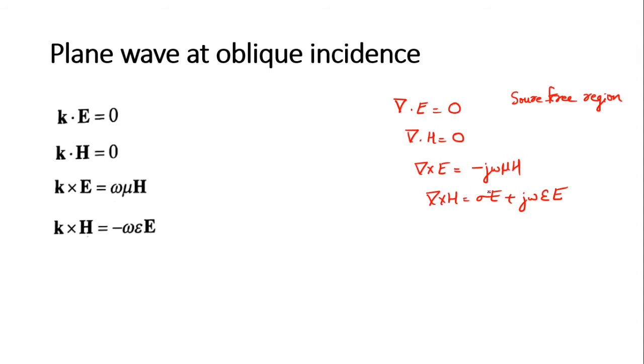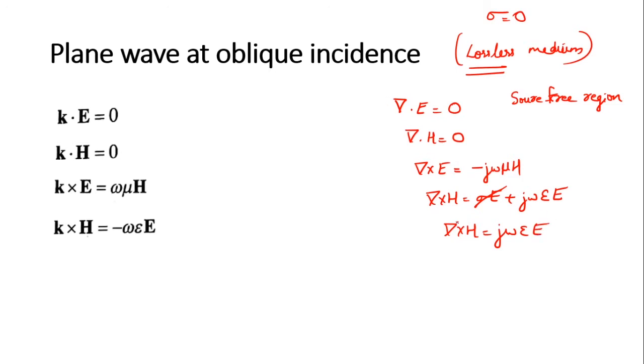When we deal with oblique incidence, we assume a lossless medium. As long as we take all these derivations with the assumption that the medium is lossless, we can take sigma as 0. As sigma is 0, this term will not be there, so curl H will be j omega epsilon E. And from this you can derive the equations relating the fields and K.